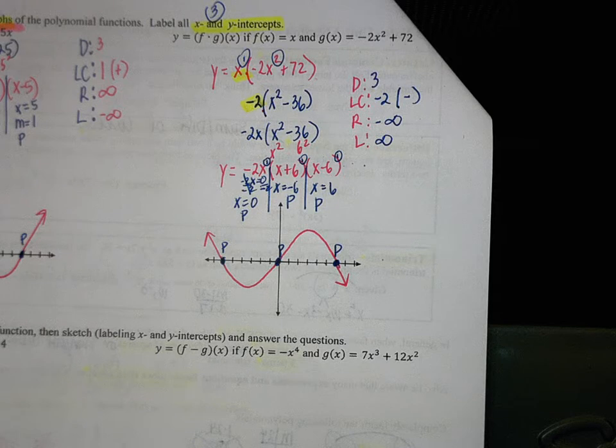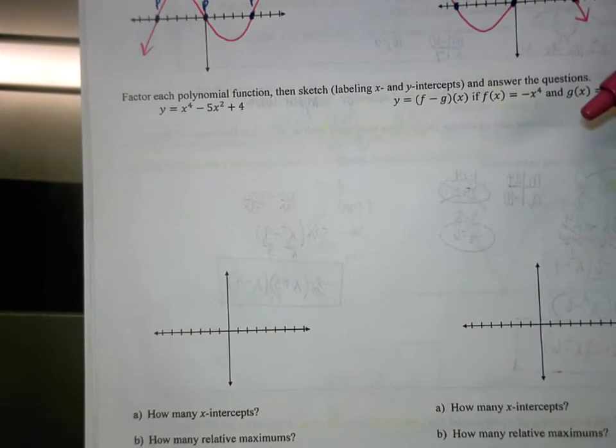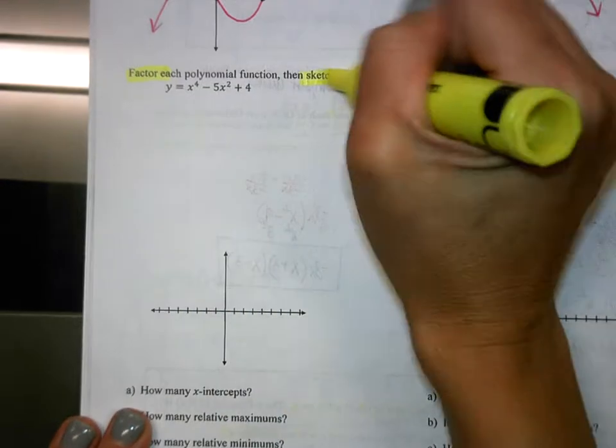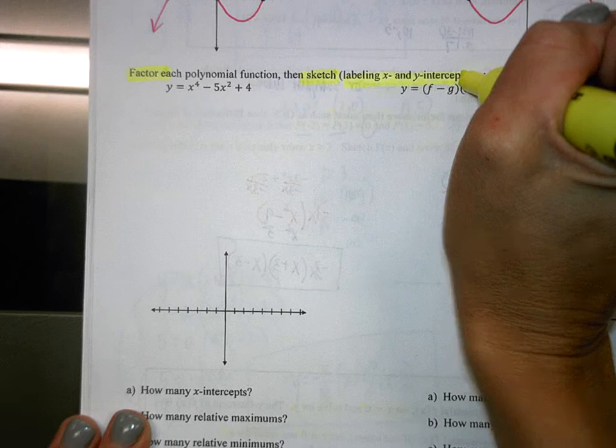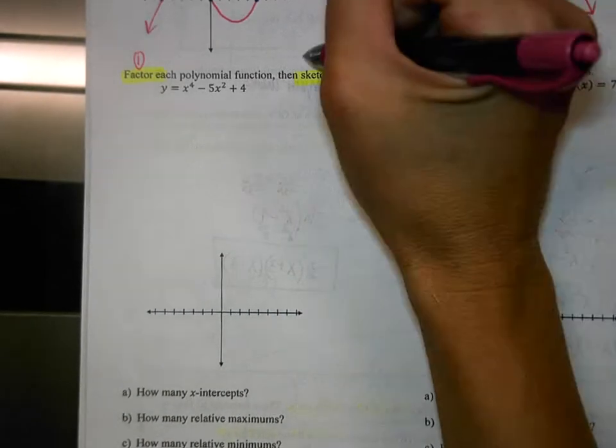Okay? All right, any other questions? Okay, next example. Same instructions on this one, except they also said to answer the questions at the bottom. So we are going to factor, we are going to sketch, we need to label x and y intercepts, and answer the questions. So this time we have 4 different things to do.